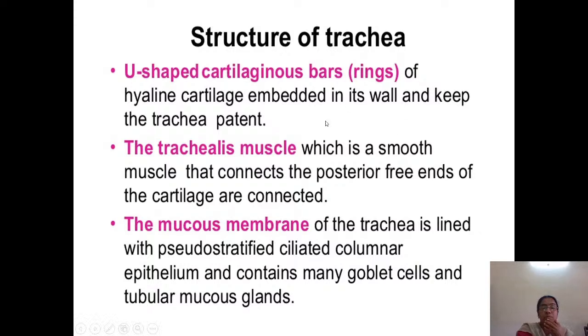Yes, the mucous membrane of the trachea, when you see inside the trachea, is lined by the epithelium which is called pseudostratified ciliated columnar epithelium. It consists of pseudostratified ciliated columnar epithelium because it secretes some mucus, and mucus is secreted by cells called goblet cells.